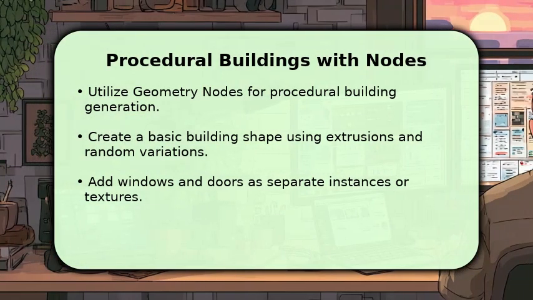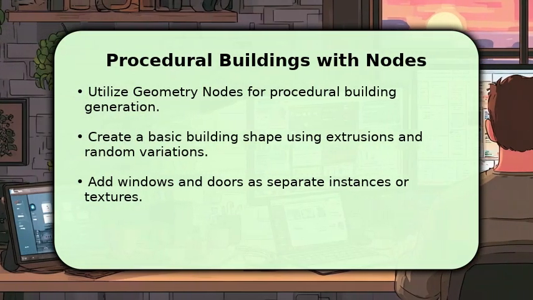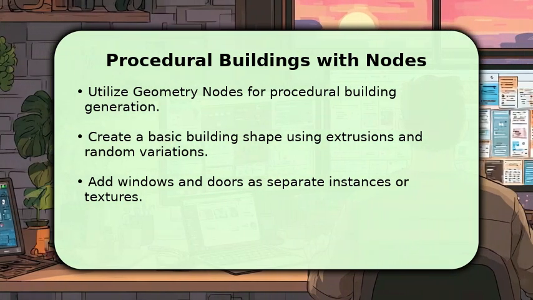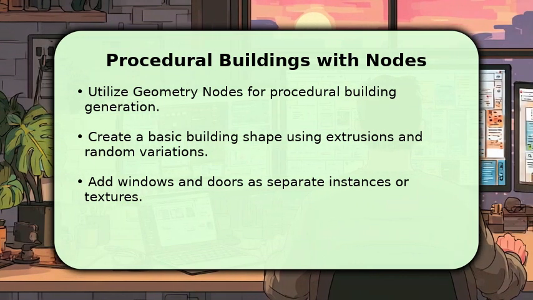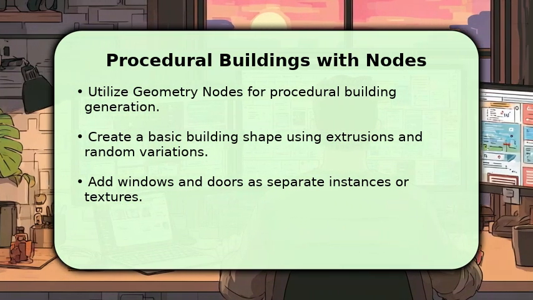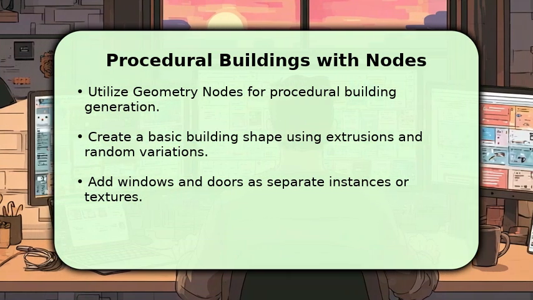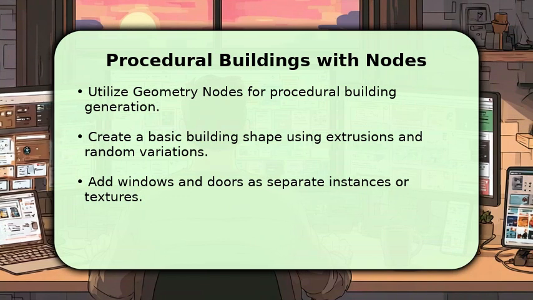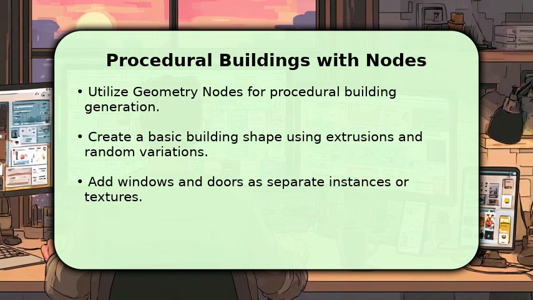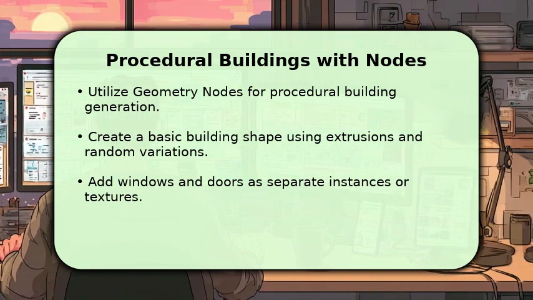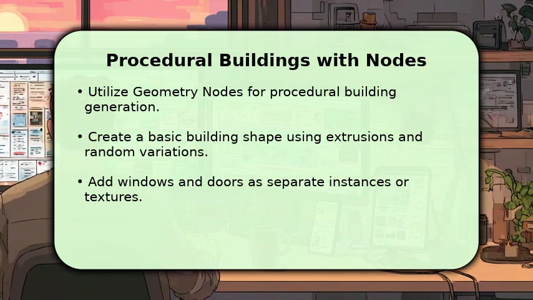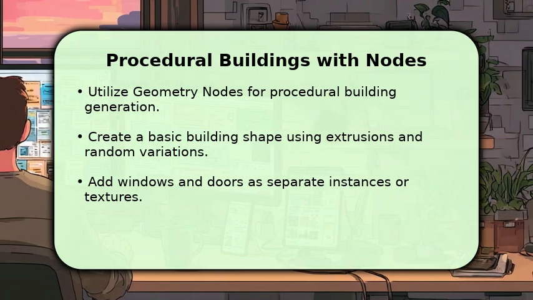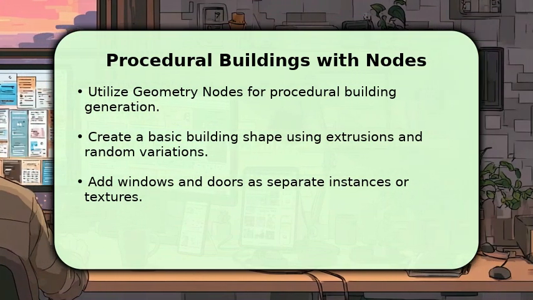Next, we'll dive into the power of geometry nodes to create our buildings procedurally. This allows for incredible flexibility and variation. Start by creating a basic building shape, then use extrusions and random value nodes to give each building unique characteristics. You can easily add details like windows and doors as instances, or apply them as textures. Play around with the node parameters to generate a wide array of building heights and architectural styles.